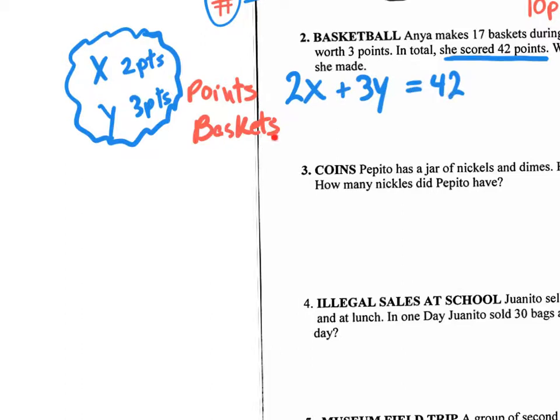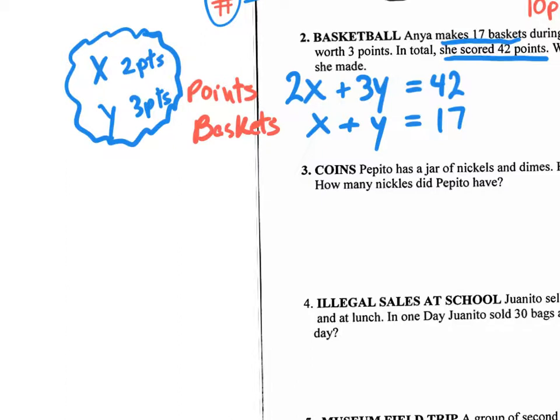Okay, now for the baskets. X represents the number of 2-pointers. Y represents the number of 3-pointers. And if we add those two together, how many baskets did she make? 17. That's what it says up here. She makes 17 baskets. So that is our system of equations.